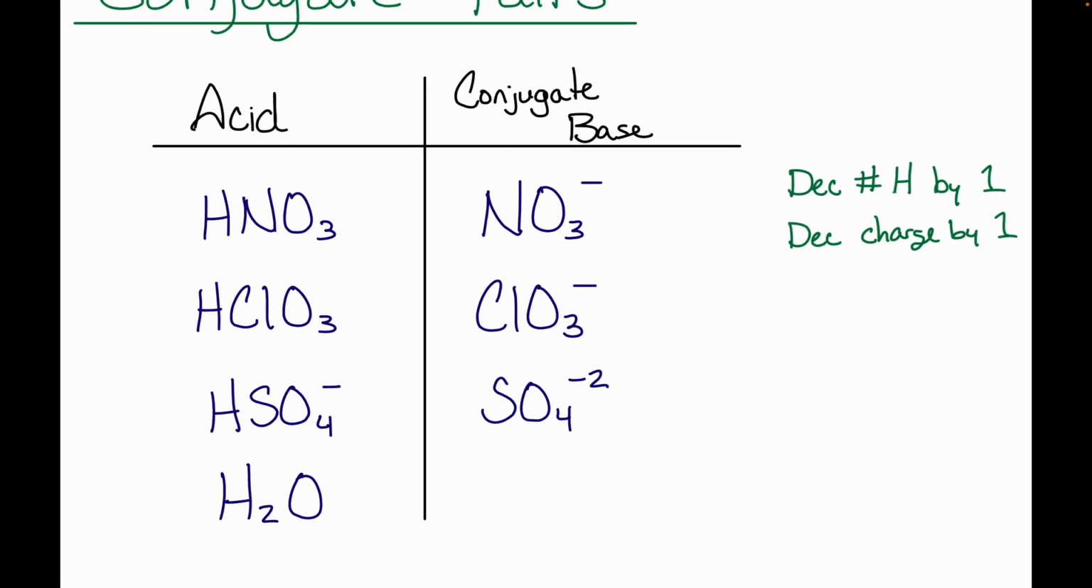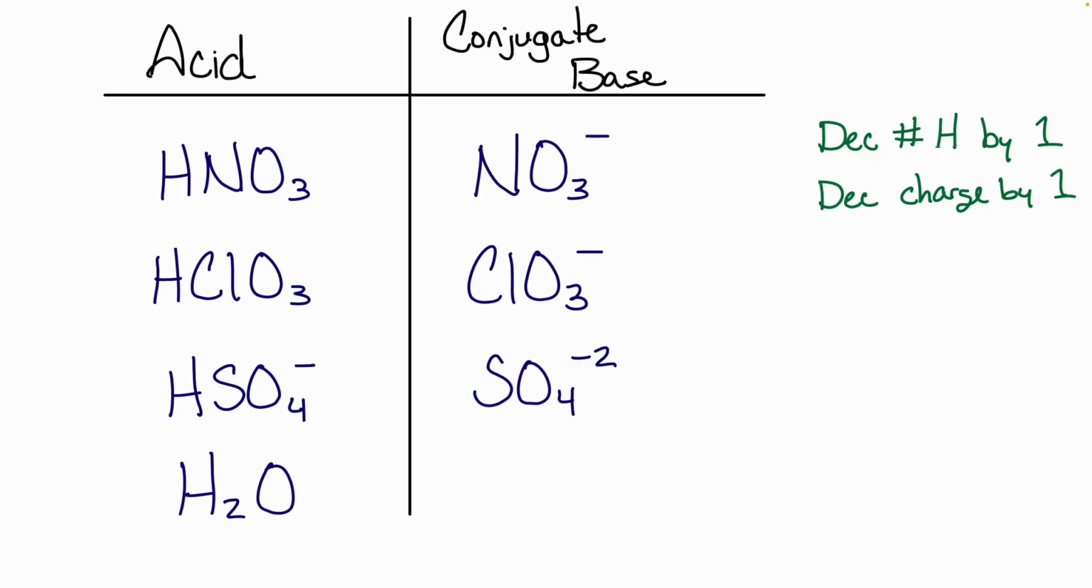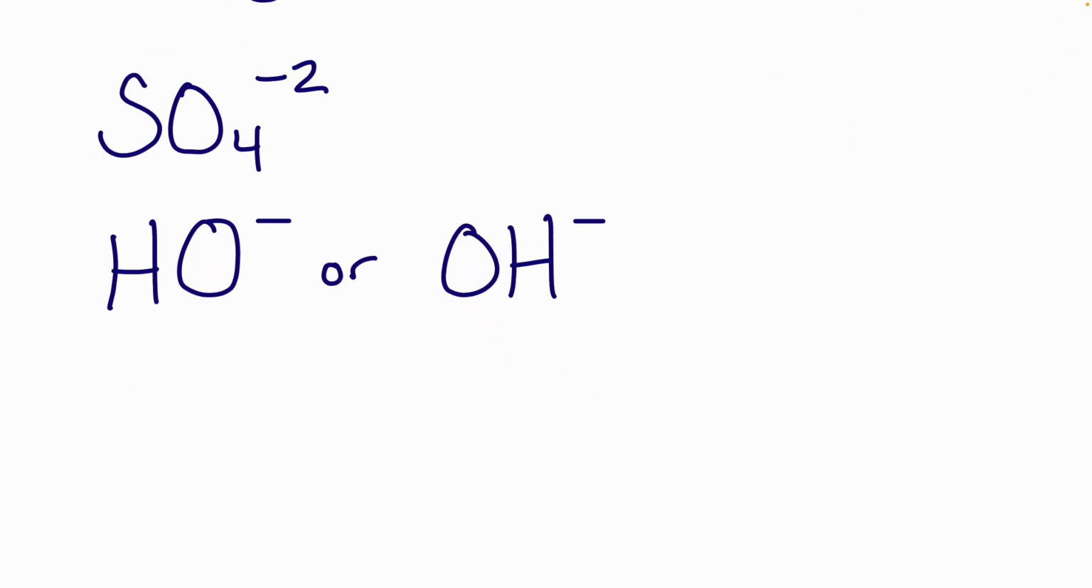All right, so if we did our formula here for our conjugate base, we would decrease our number of hydrogens by 1. So instead of 2, I'd only have 1. We decrease our charge by 1. So OH minus, this molecule is more commonly written as OH minus instead of HO minus. And because we're talking about water's conjugate base, this molecule is famous and has a special name. This is what we call a hydroxide ion.